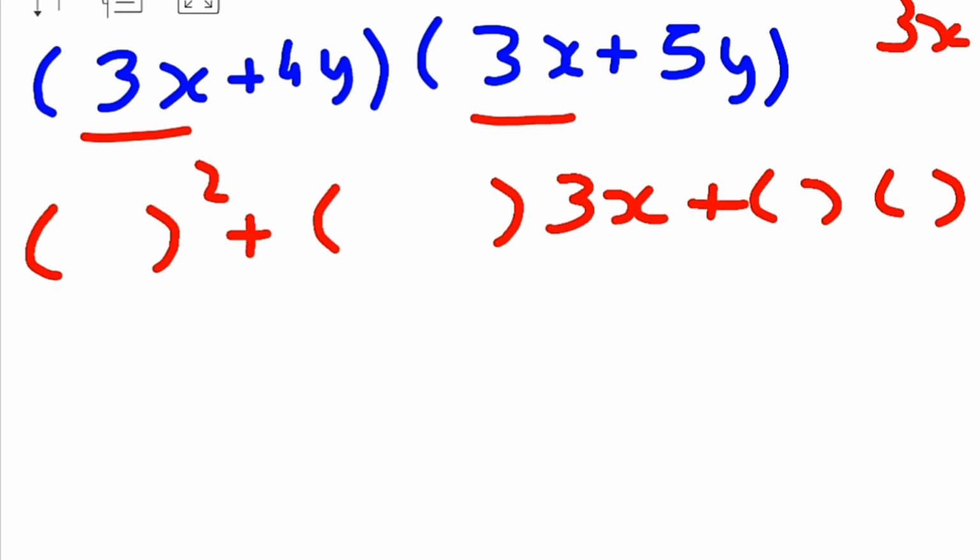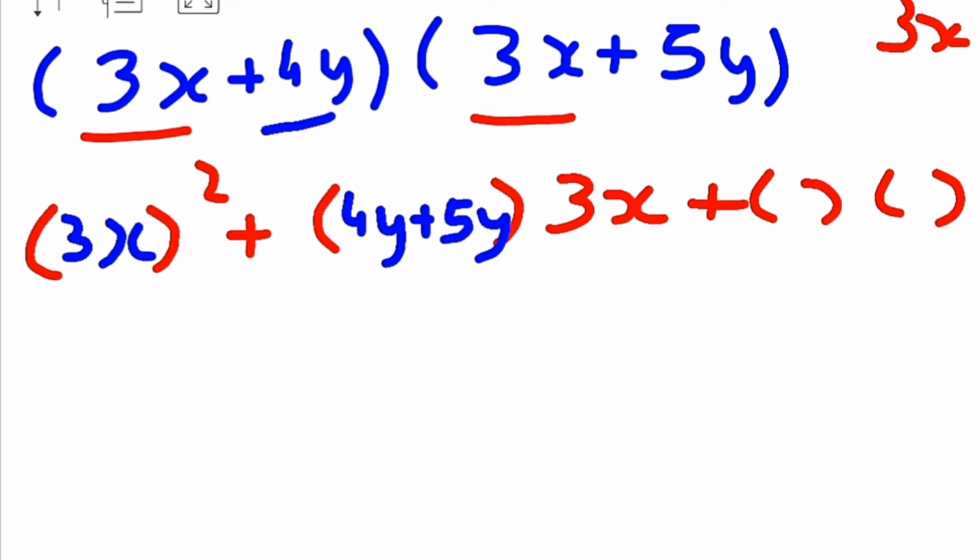So this was our formula. Now we'll put the values. So here it will be 3x, here it will be 4y and 5y. Understanding, children? 4y plus 5y, and here also it will be 4y and 5y. I hope you are understanding, children. Now we have to do the expansion. We have to open the brackets.